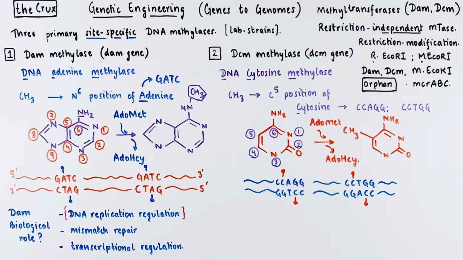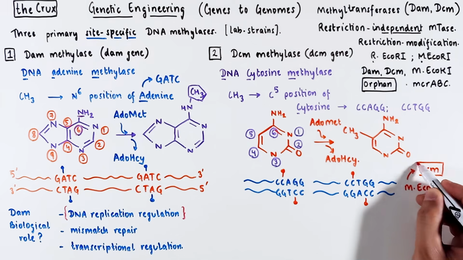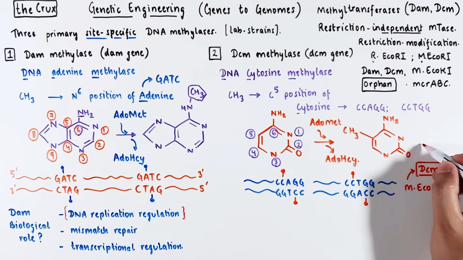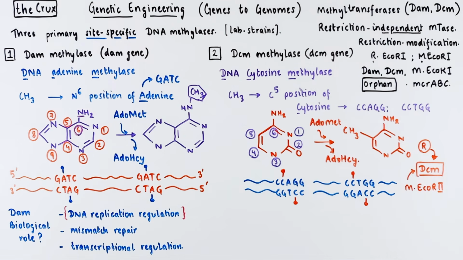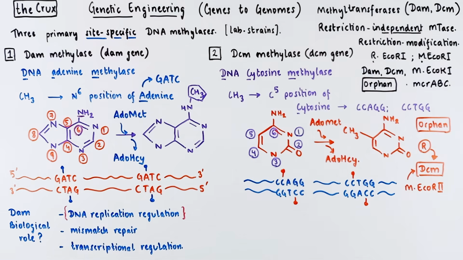Here's a fun little fact. From DNA conservation and phylogenetic analysis, it seems that Dcm is derived from M.EcoRII. But the restriction counterpart of EcoRII, which would be a companion to the Dcm, is missing. For this reason, Dcm is also an orphan methyltransferase.